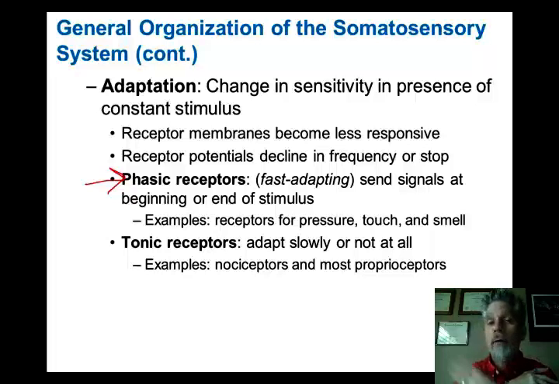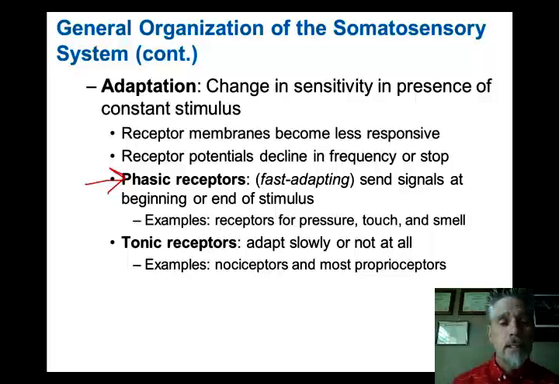But then after a while, you just forget about it, unless something is really binding and hurting you or something like that, right? So that's an example of adaptation of our phasic receptors. Now, tonic receptors adapt slowly or basically not at all. So as long as that stimulus is on, they're going to be sending a signal into the brain.